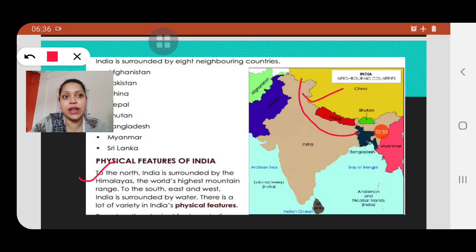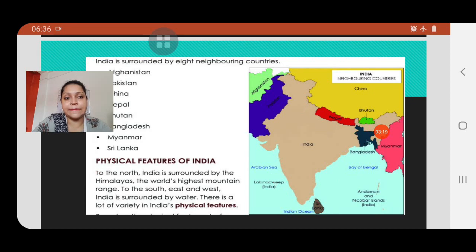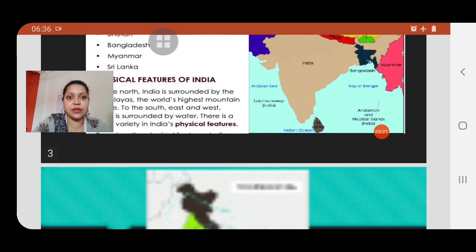This whole area is covered by the highest mountain range of the world, that is the Himalayas. And towards the south, you can see here, south, east and west, it is covered by water. So there is a wide variety of physical features in India. So let's study about the physical features. Let's move towards the next slide.